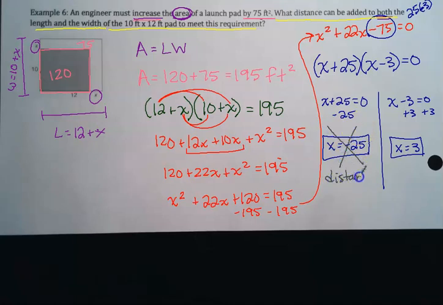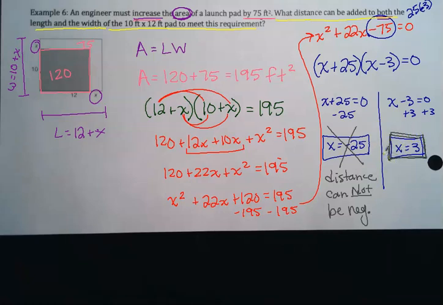Distance cannot be negative. So yeah, in like the theoretical world, we could do that, but we're dealing with the real world application. So negative 25 is not an option. The only one that is a solution is 3.